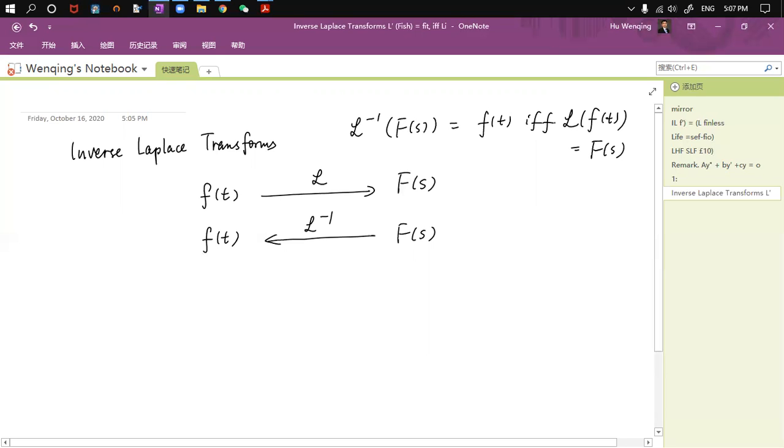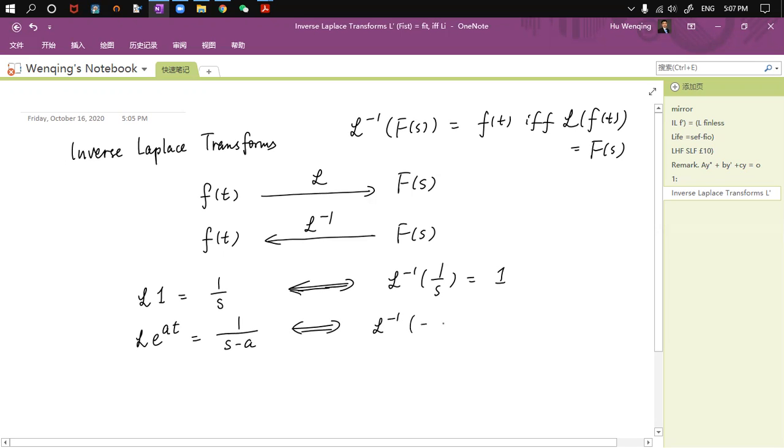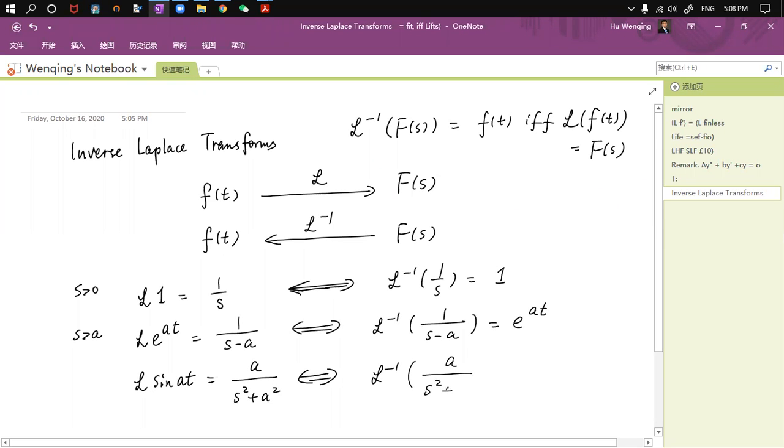Now, can we calculate the inverse Laplace transform? Well, the answer is yes. You can calculate some of these inverse Laplace transforms. For example, we have seen that the Laplace transform of 1 is equal to 1 over s. So the inverse Laplace transform of 1 over s is going to be 1. Similarly, we calculated that the Laplace transform of e to the power of at is 1 over s minus a. So the inverse Laplace transform of 1 over s minus a is e to the power of at. Remember here s is bigger than a. Same thing with sine of at, which resulted in a over s squared plus a squared, which means that the inverse Laplace transform of a over s squared plus a squared is equal to sine of at. That's the relation between the forward and inverse Laplace transforms.